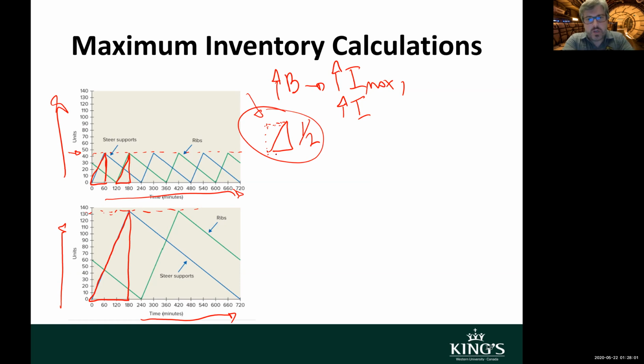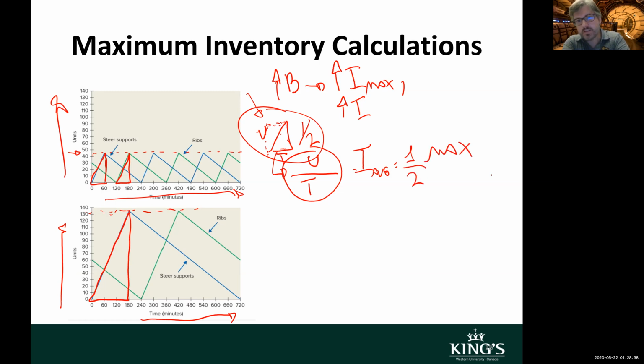So what kind of triangle are we talking about over here? Well, the base of this triangle is time, and the height of this triangle is units, right? So if I want to figure out what will be my average inventory, maybe my average inventory will be half the area of this square measured in terms of time and units, right? So let's think about this for a moment. My average inventory will be half of my max inventory over there. Let's think about this, okay?